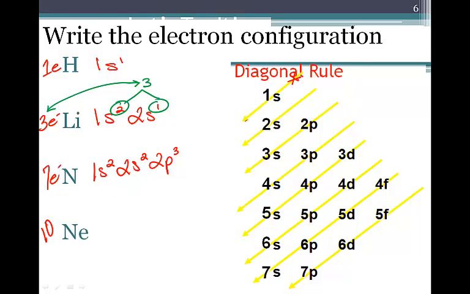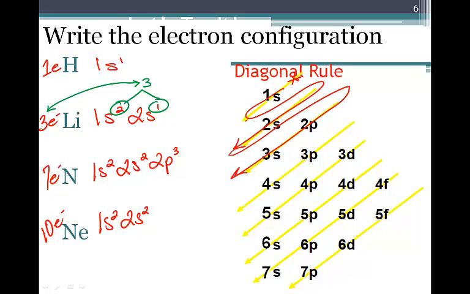Neon has 10 electrons. So I start with 1s and go through 2s. I come back down to 2p and 3s. I come back down my next line, and p can hold up to 6. So now I have 2 and 2 is 4. I've got 6 here. That's my total of 10 electrons.